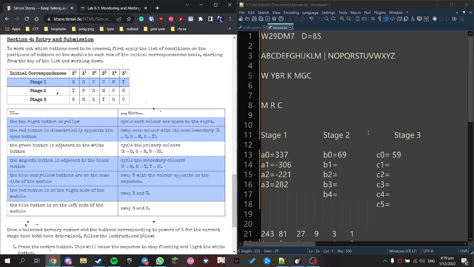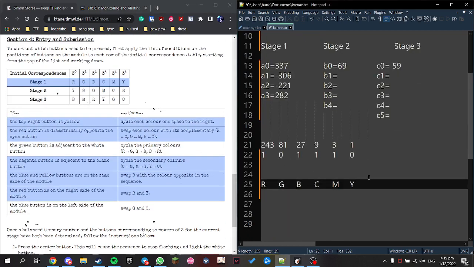Okay, so there's quite a lot of color cycling. So I'm going to have to do this one by one. Each color is placed to the right. Okay, so you take R, G, B, C, M, Y. There we go.